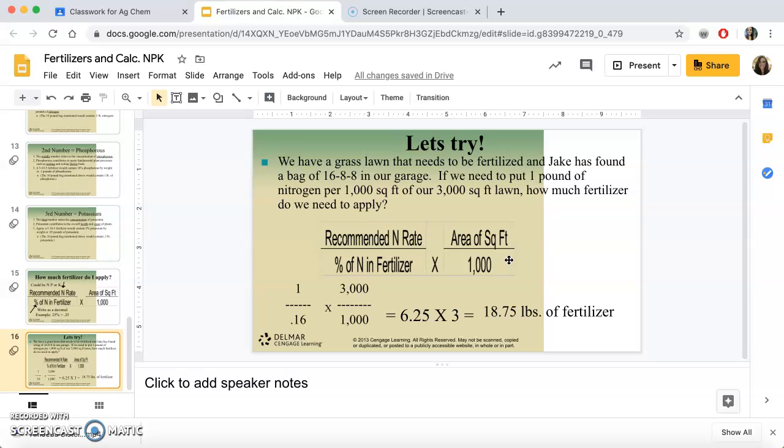But that's how we're going to figure out how much we're actually going to apply. And this is what farmers do on a daily basis. But instead of a 3,000 square foot lawn, they're going to do this on a 10,000 square foot plot of land. So that's something that we have to think about. If you have any questions, let me know. But we'll have some time to practice with this as well.